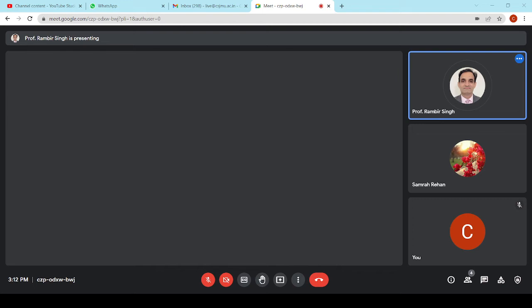Sir, if the buffer level is low, then the DNA will not be able to move properly in the gel. Why? If I am saying your gel is half dipped, not fully submerged, it is half submerged, then what will happen?